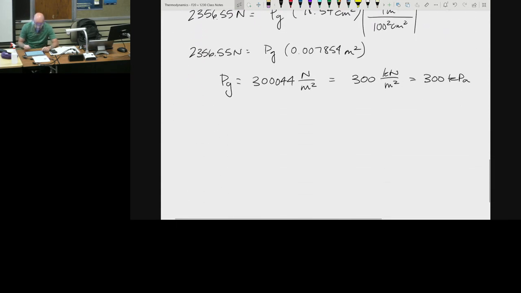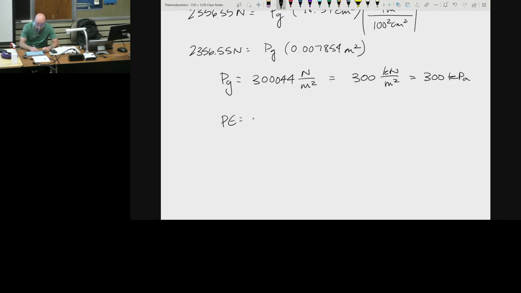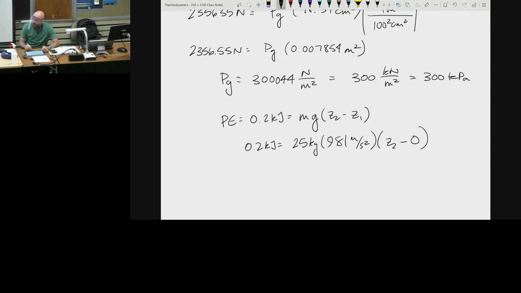So I'm going to say here that the potential energy, 0.2 kilojoules, has to equal mass times gravity times Z2 minus Z1. Okay, so 0.2 kilojoules is equal to the mass, which is 25 kilograms, times gravity, 9.81 meters per second squared, times Z2 minus, let's just call Z1 0. So we're going to see how far we move up. All right, now, what do we have here? What is a kilojoule?